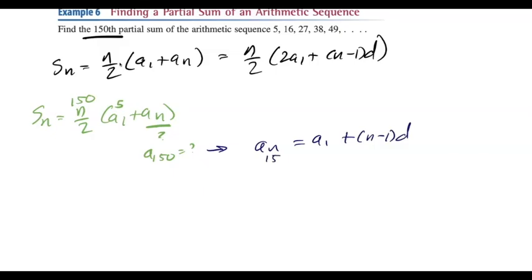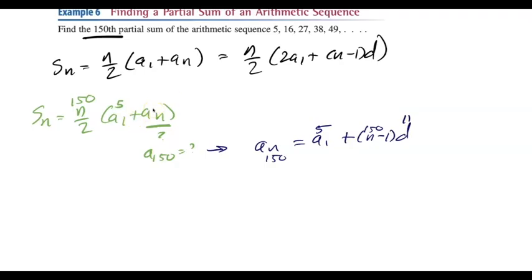I'm looking for a150, so this is 150, a1 is 5. Our common difference, we have to look for it, it is 11, we're adding 11 every single time. So you could find it, but just keep that in mind. This is not 150. That's the most common mistake people make. Just plug 150 in here. No, it's not. It's the 150th term. It's a 150th term first. Once you do that, then you can plug it in.